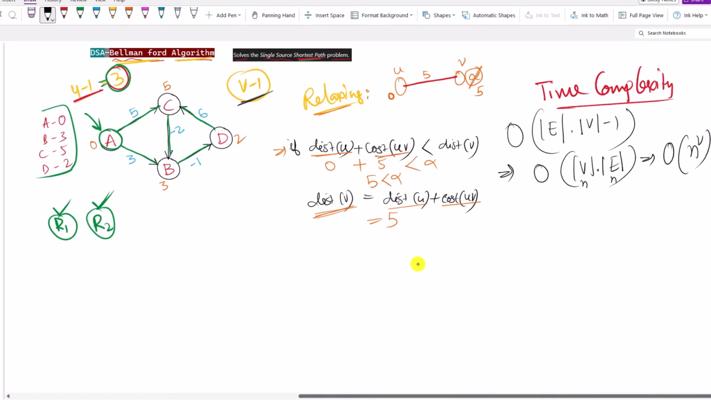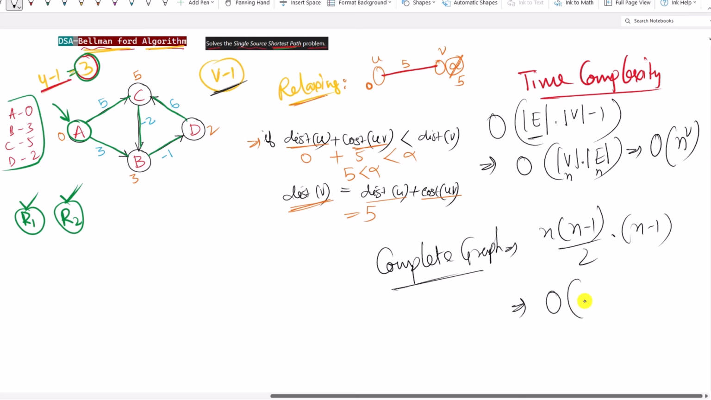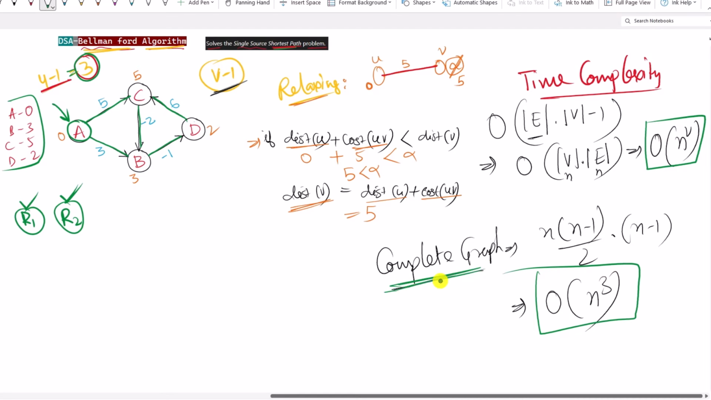Now suppose the graph is a complete graph, that means all the vertices are connected to each other. In the case of a complete graph, the number of edges will be n into n minus 1 by 2, because all the vertices are connected to each other, and we have to relax all the edges n minus 1 times. So the overall complexity will be order of n cube. So the time complexity minimum can be order of n square and maximum can be order of n cube, in case the graph is a complete graph.